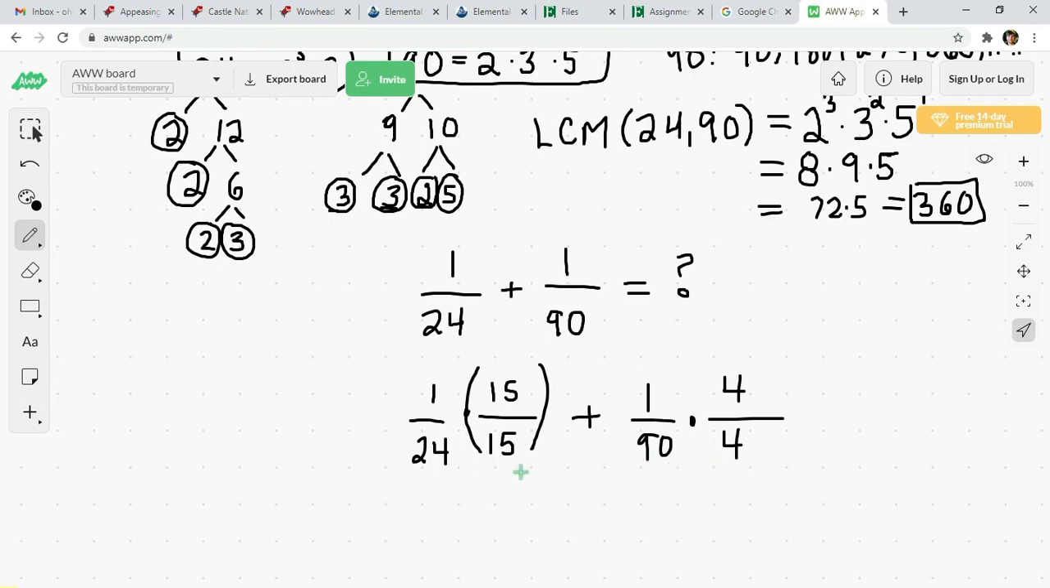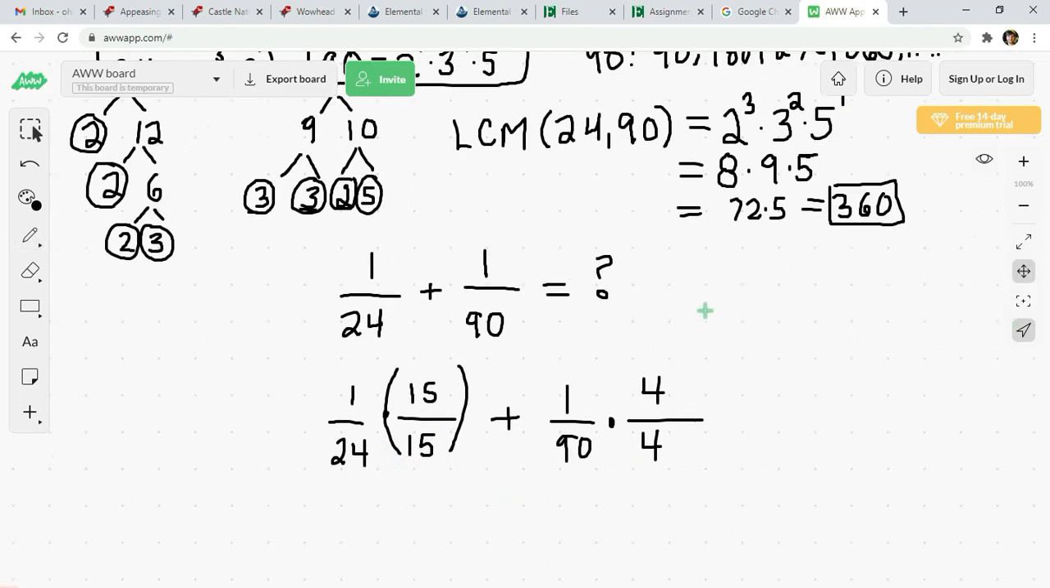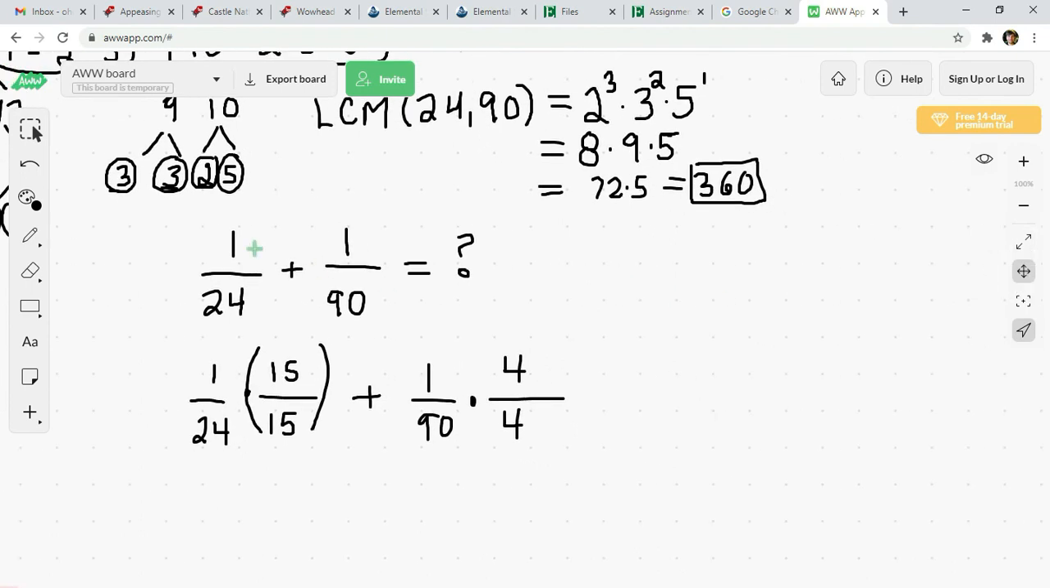Okay, now, since we'll have 360 in both of our denominators, I'm just going to pan over here to the right, and I'm going to write this equals just a single fraction. It's going to be over 360 because that's our LCM. That's what 24 times 15 is, and it's also what 90 times 4 is.